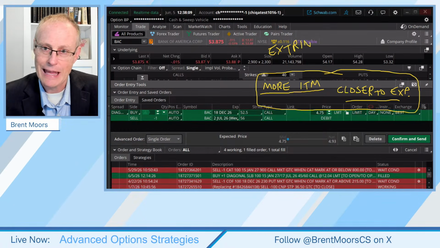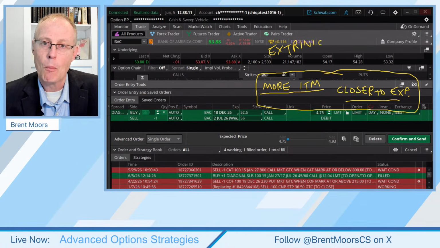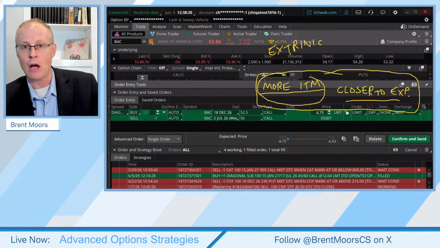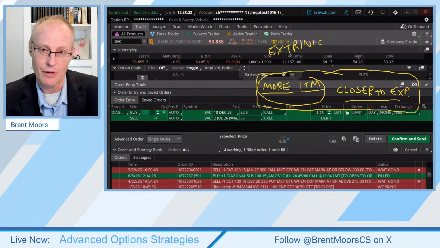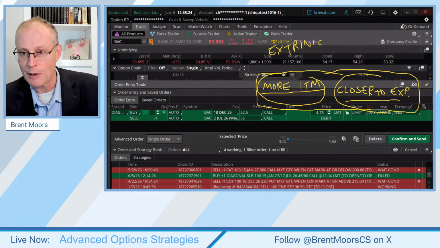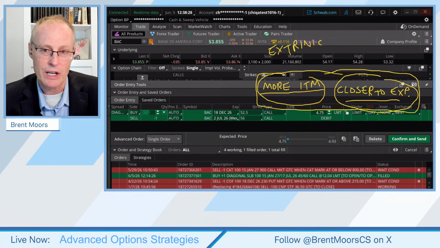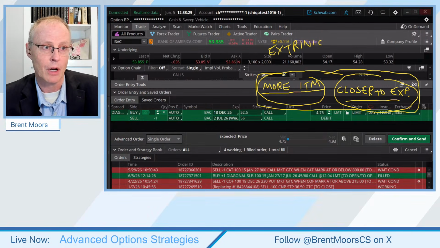Extrinsic value. If there's much extrinsic value, the odds of early assignment go way down. Keep in mind, the more in the money you go, the less extrinsic value there is. The closer you are to expiration, the less extrinsic value there is. So that is what is driving the trade here.